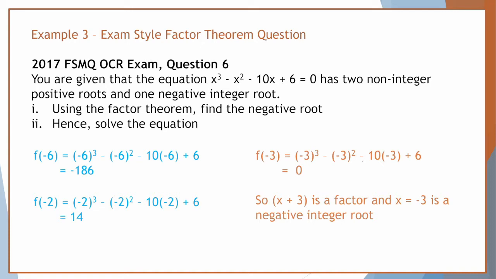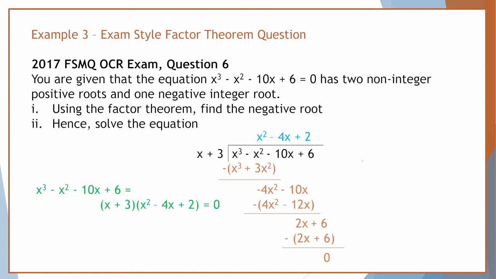This is where the comparing coefficients method comes in. In the previous video, we used polynomial division to see what the remaining factor is when we remove a factor of x plus 3 from the original function. So we ended up being able to describe the original function as a product of x plus 3 and x squared minus 4x plus 2. We can achieve the same result using the comparing coefficients method.